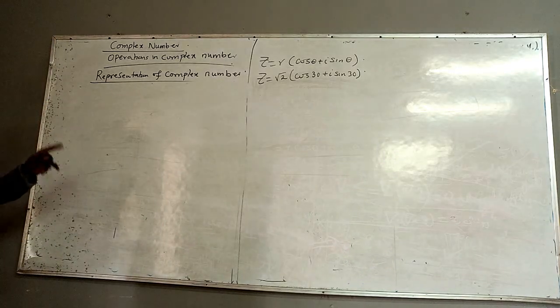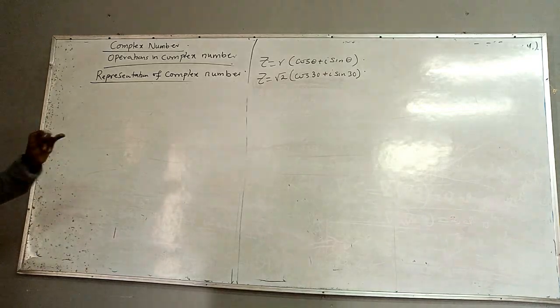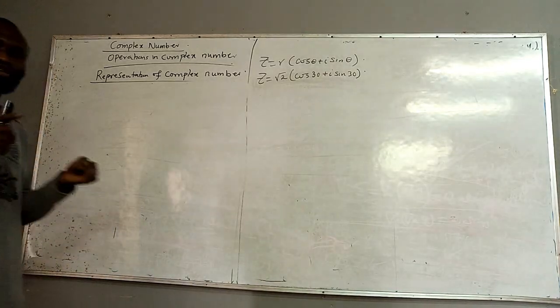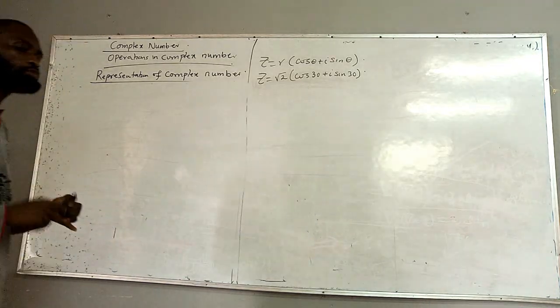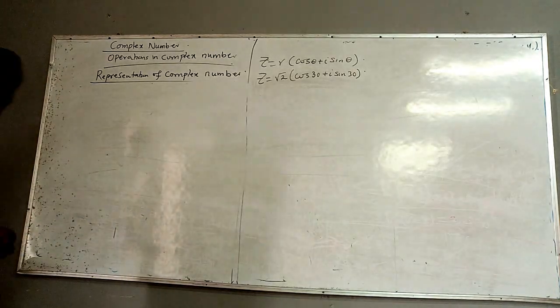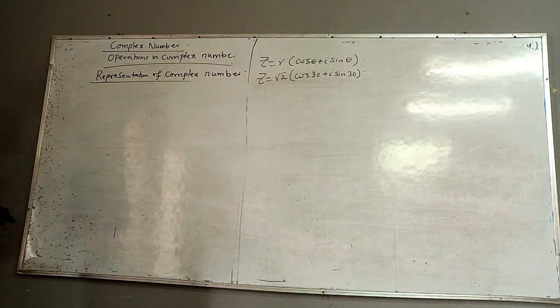Also, those properties that I showed you the other time, the commutative property and the associative property, also hold in the other forms. The polar form is also associative under multiplication and addition. The same applies to exponential form. But let's look at the polar form and those properties.